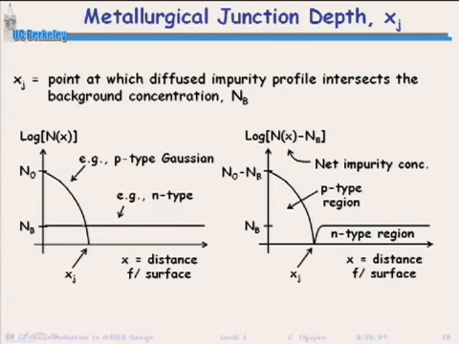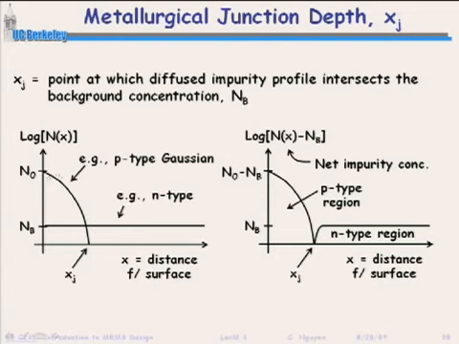Then the actual concentration, which is going to be N of X minus the background concentration, looks like this. Where this is your junction, and X of J, this distance here, is your junction depth. So how do you determine junction depth? Well, that's very easy, right?